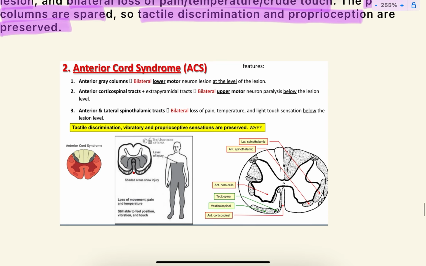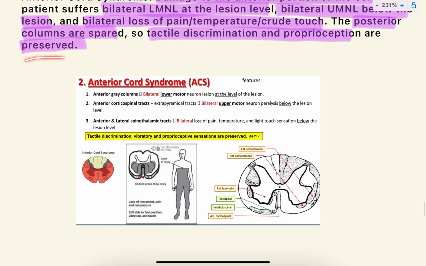Let's get to understand this way more. So this patient will present with what? Loss of movement, pain and temperature, but still able to feel the position and vibration and touch because we said it's preserved. So again, here it's a little bit complicated, but you can read it. That anterior gray column, it will have bilateral lower motor neuron lesion at the level, as we said, anterior corticospinal, extrapyramidal tract, bilateral upper motor neuron lesion below the lesion level, anterior lateral spinothalamic, bilateral loss of pain and temperature and light touch sensation below the lesion level.